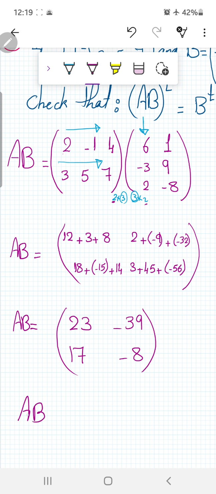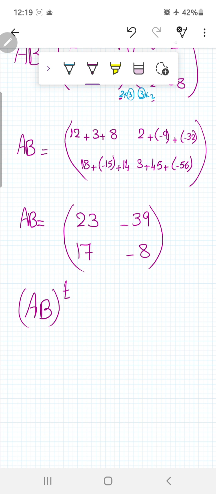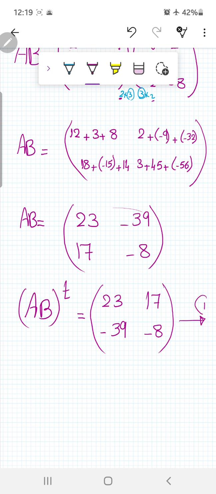We want to get (AB) transpose. What's the meaning of transpose? Make the column a row and the row a column. Equals: the first row is the first column, 23, negative 39, and 17, negative 8. So this is the left hand side.